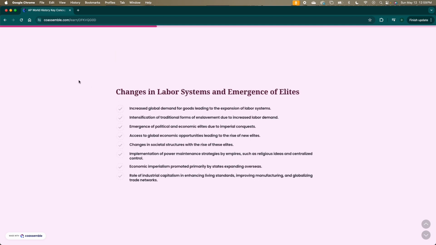All right, so now let's go through our first checklist here: changes in labor systems and emergence of elites. It increased global demand for goods, leading to the expansion of labor systems. Intensification of traditional forms of enslavement due to increased labor demand also came from this. There was the emergence of political and economic elites due to imperial conquests. There was access to global economic opportunities leading to the rise of these new elites. There were changes in societal structures through the rise of these elites as well, and implementation of power maintenance strategies by empires such as religious ideas and centralized control.